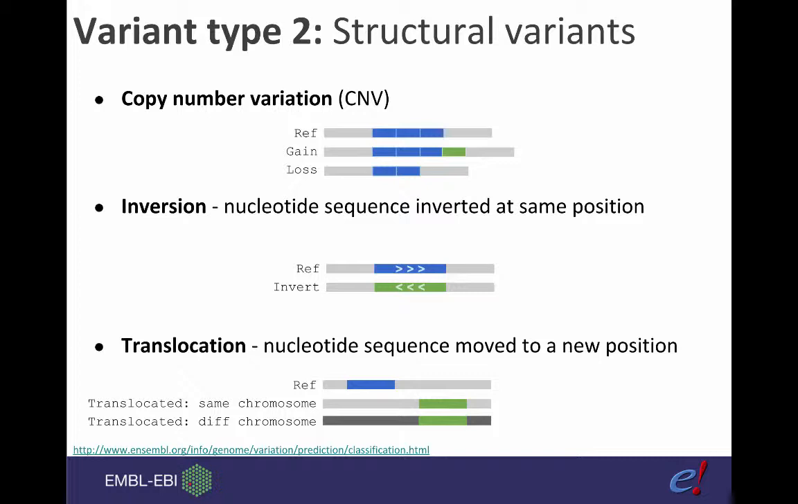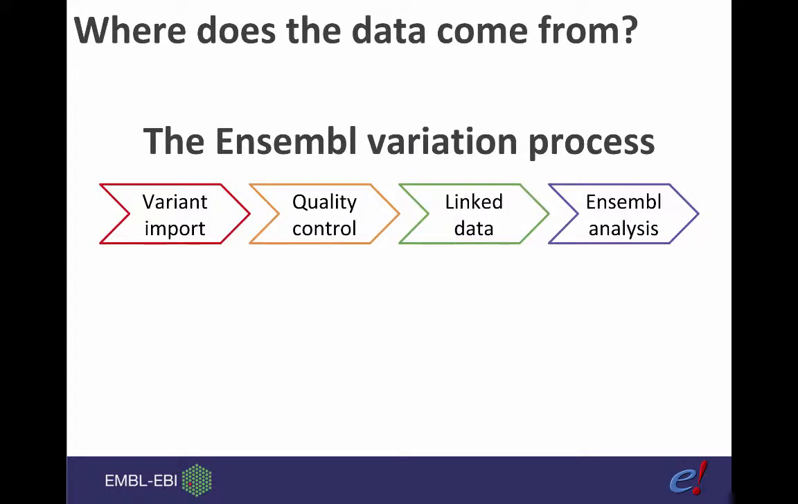So now let's take a look at where this data comes from. We have a sort of 4-step process for importing data into Ensembl. So we don't carry out any sequencing ourselves, but rather we import variant data from publicly available repositories. So we start off by importing data, applying some quality control to make sure that it matches our reference data set, for example. And then we add some linked data, and then we perform our own analyses on these. So I'm going to go through this process just now.